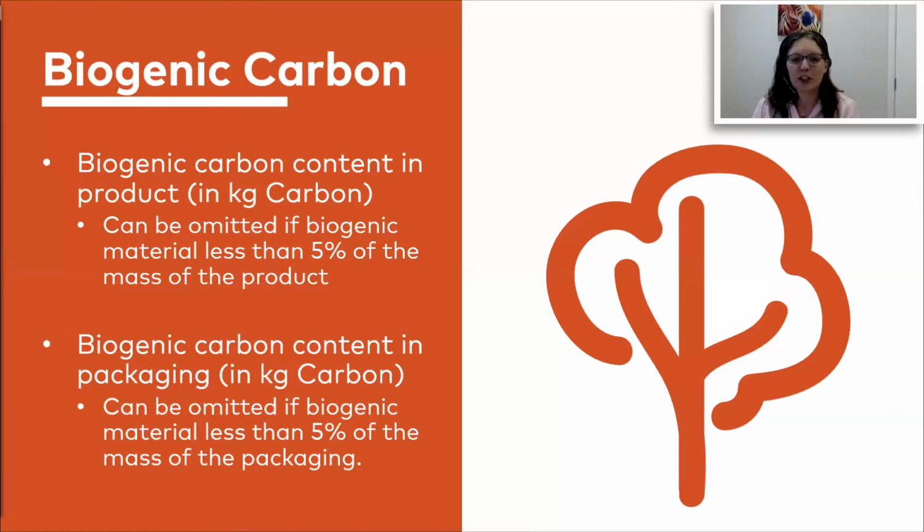Another new requirement then is the declaration of the biogenic carbon content in the product and in the packaging, both as kilograms of carbon. The declaration may be omitted if the biogenic material is less than 5% of the mass of each one. So that means if the biogenic material in the packaging is greater than 5% of the mass of the packaging, it has to be declared, even if it's only a tiny proportion of the total mass of the packaged product. So each one's assessed separately.